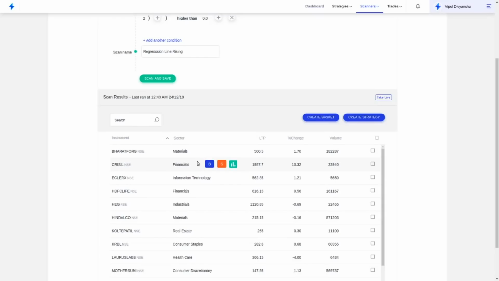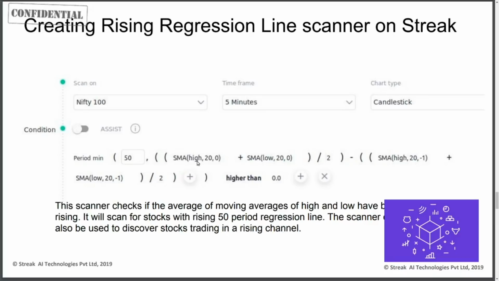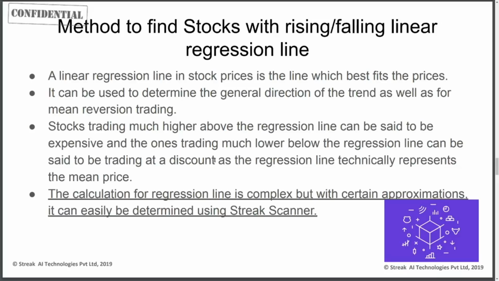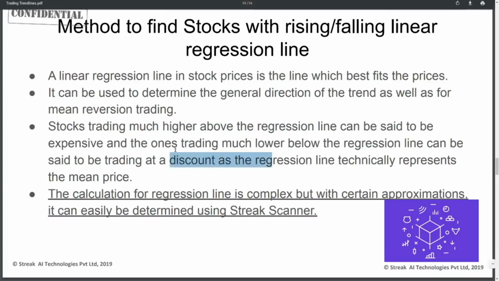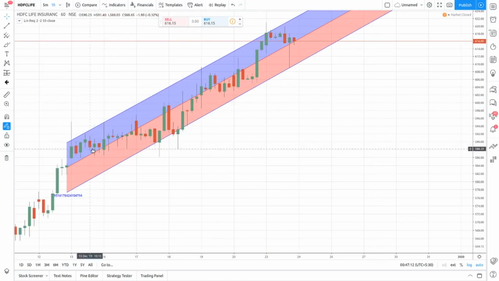So before we move on to falling regression line, let me explain a couple of concepts that we explained here. Now, we mentioned that a stock trading higher than the regression line can be said to be expensive and lower can be said to be discounted. Right now, there are multiple ways in which regression lines can be traded. One is trend following, where you basically trade with the trend. You understand that the regression line is bullish, upward in nature, so it is a simple trend following mechanism.